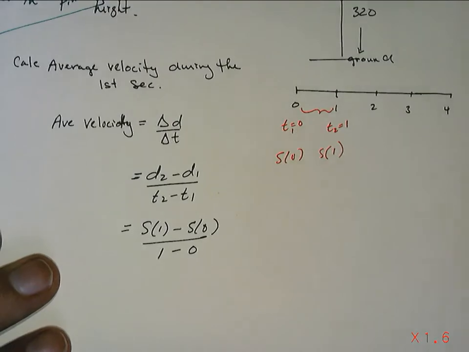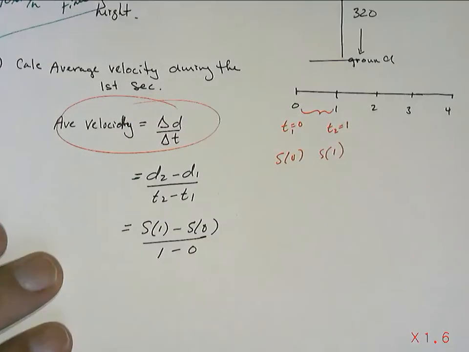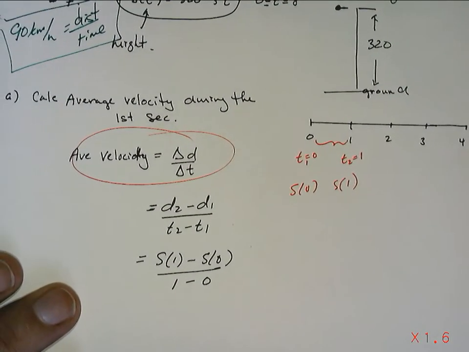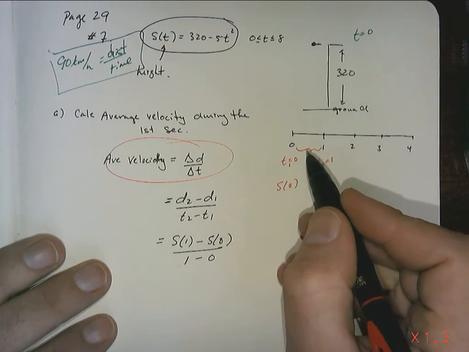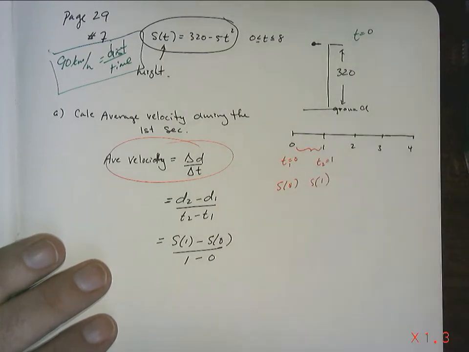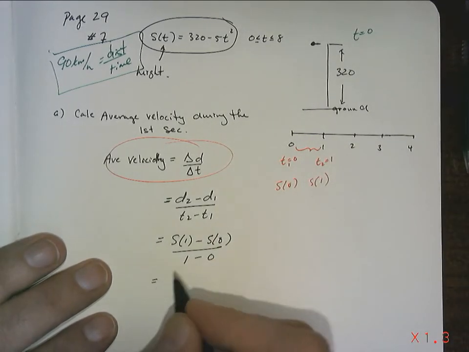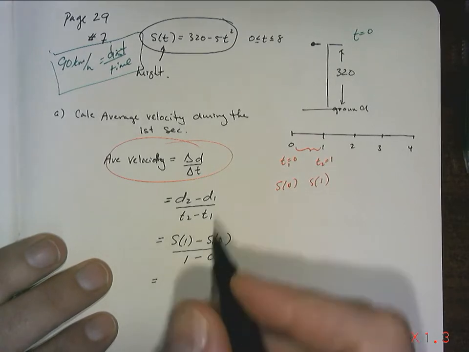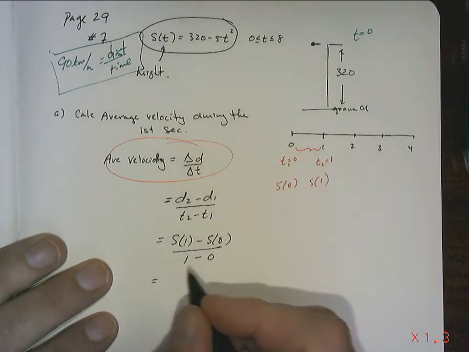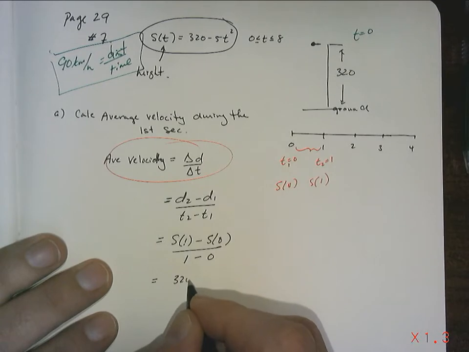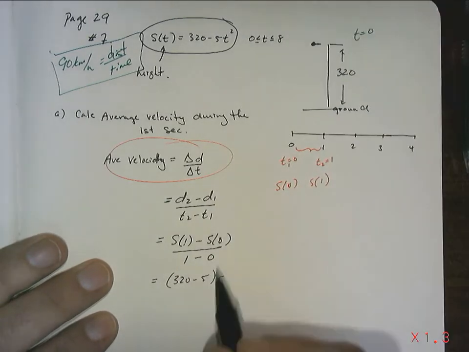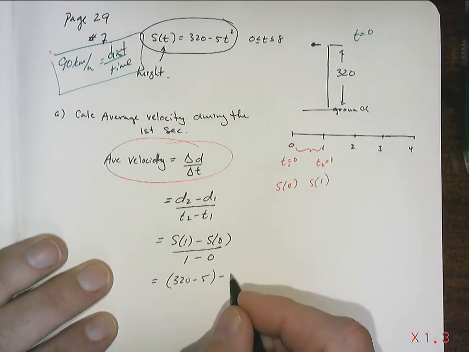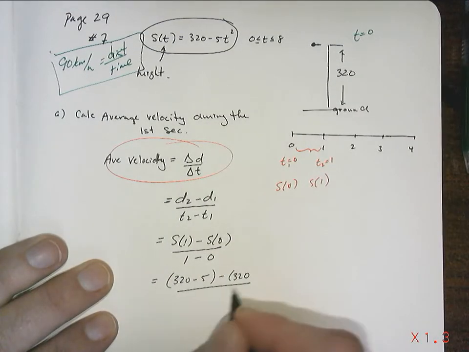Okay? A couple of things why it threw you off. First of all, there's no limit, because I'm not after instantaneous, so you shouldn't have a limit in here at all. I'm after average velocity. And the thing that probably threw you off is the fact that we're talking about during the first second. So what this would become then is if I take 1 and plug it in for t, I'm going to get 320 minus 5 for the first one. And if I take 0 and plug it in for t, I'm going to get 320 over top of 1.